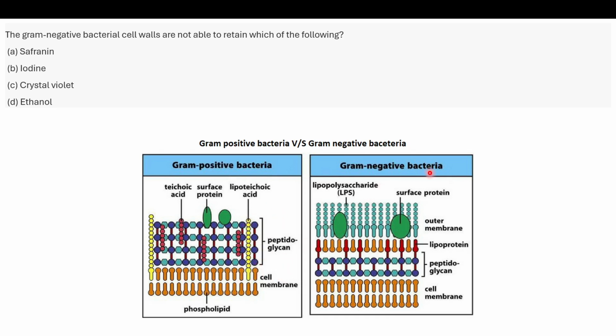But in case of gram negative bacteria, this is the cell membrane. Then there's a thin peptidoglycan layer, whereas in gram positive bacteria the peptidoglycan layer is thicker. Then there's an outer membrane, which is made up of lipopolysaccharides. So due to this particular composition, gram negative bacteria are not able to retain certain kinds of stains.